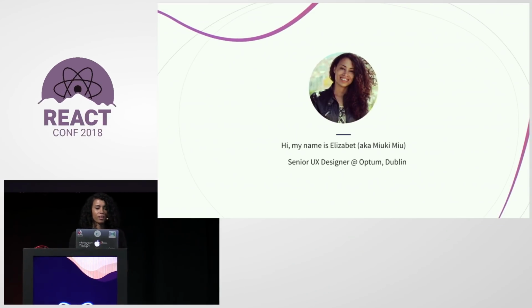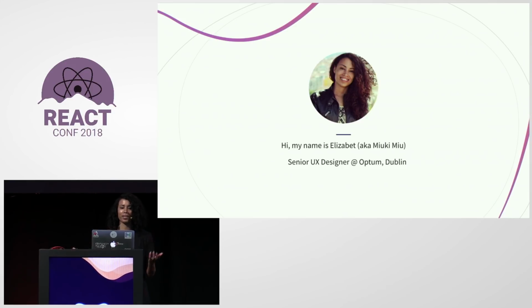This is my first talk ever, so let's see how it goes. My name is Elizabet Oliveira. I'm also known as Mewky Mew on Twitter, GitHub, everywhere. I don't know why I picked this name. I think it's some kind of Japanese type of name, or at least I think it is. Right now, I'm working as a senior UX designer at Optum in Dublin.